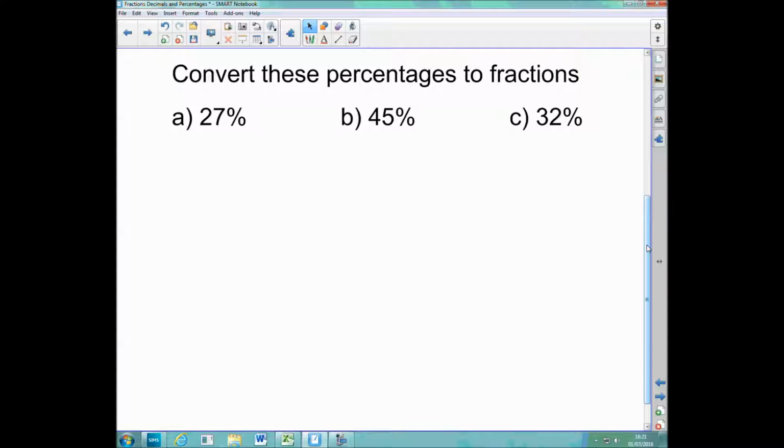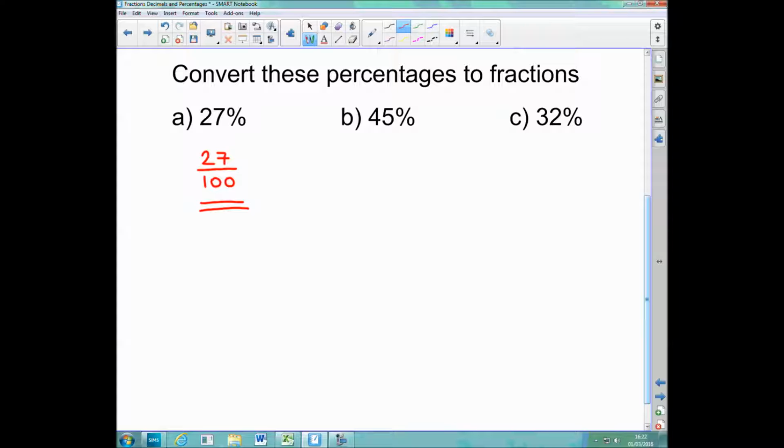Okay, so hopefully you've had a go at those. I'm just going to run through the answers here. The very first one, again, remember my method. I want to put it over 100. So 27 over 100. Now I'm just going to double check. Can I simplify that? No, I can't. So I'm just going to have that as my answer.